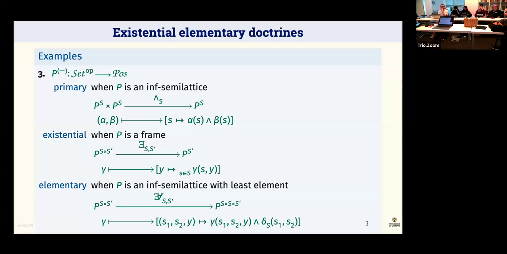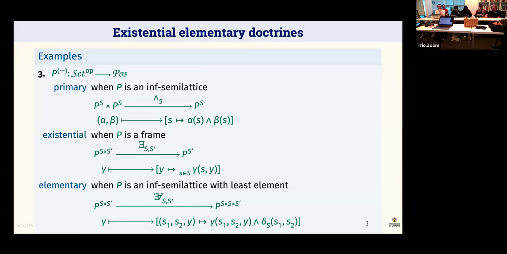Intersection, well, if P is an inf semi-lattice, then it's just pointwise intersection. If P is not an inf semi-lattice, then there is no way to do it, and we know that by what you've just argued before. Now, this is not exactly what is required, but if P is a frame, then there is a sup missing there, and it's the sup on the appropriate indices. And for the elementarity condition, again, it's very similar to what was in the previous slide.